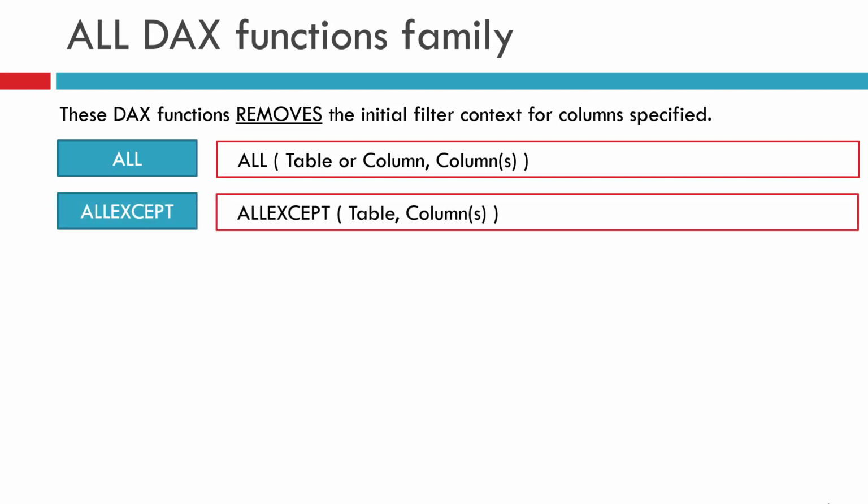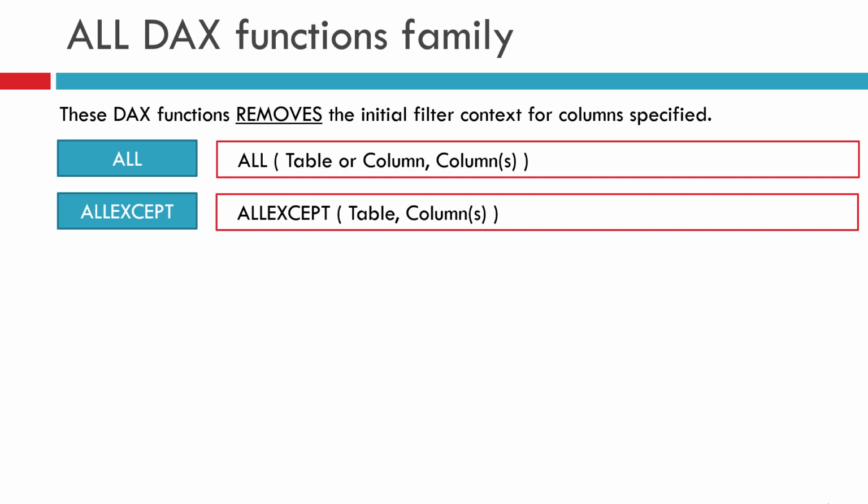Then the second function is ALLEXCEPT. This function simply helps to reduce the typing effort while you use the ALL function. This will be used where you want to remove filter context from multiple columns from a single table except for one or more columns. For example, imagine that there are 12 columns in a particular table and you want to remove filter context only from 11 columns and keep the filter context intact for one column. Then in that case, you will be using this function.